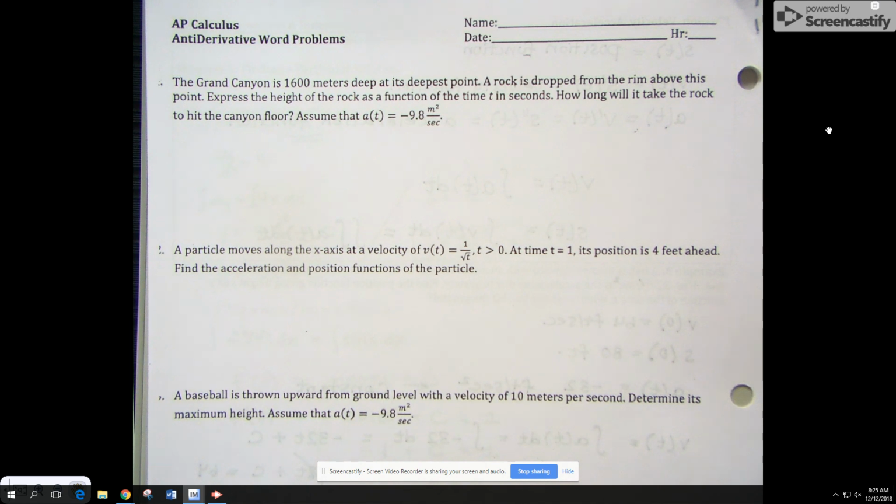Tomorrow, Friday, at least for this year, expect to come in and we'll have some more mixed practice with just antiderivatives in general and word problems probably as well.